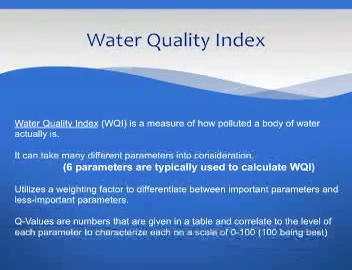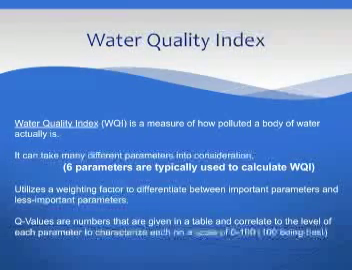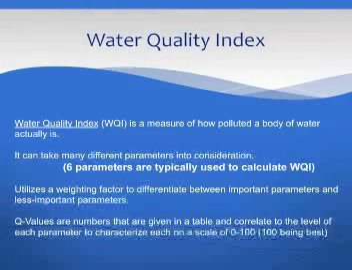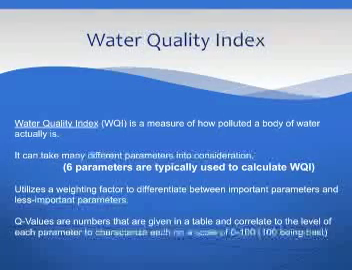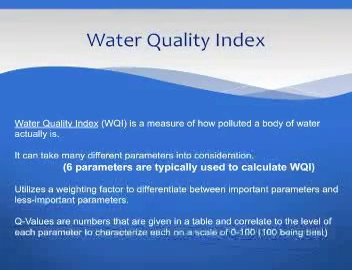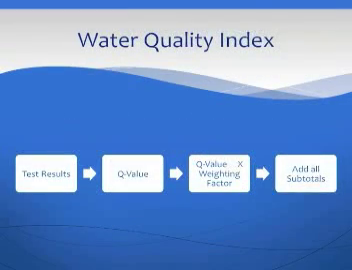The WQI utilizes a weighting factor to differentiate between important parameters and less important parameters. For example, DO is a very important parameter, so it's going to have a high weight in this calculation. Q values are also utilized, and they are numbers that are given in a table and correlate to the level of each parameter to characterize each on a scale of 0 to 100. We'll explain that further in a second. So, we can go from our test results to get a Q value, then we multiply this Q value by that weighting factor, and we add all your subtotals, and you'll get a grade, a percentage out of 100, just like you do in school.